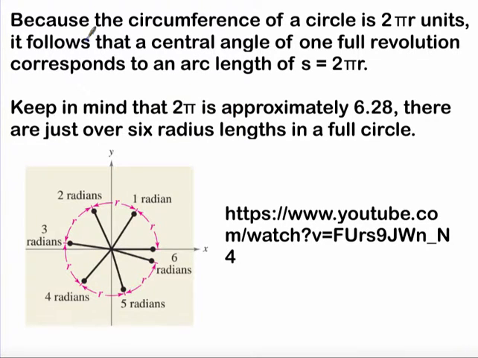So as we were talking about, the circumference of a circle is 2 pi r. It follows that the central angle is 1 full revolution. That corresponds to an arc length of s equals 2 pi r. So keep in mind that pi is approximately 3.14, so 2 pi is approximately 6.28, which means we're defining a radian as such. You'll see here that I have a little bit over 6 radians.